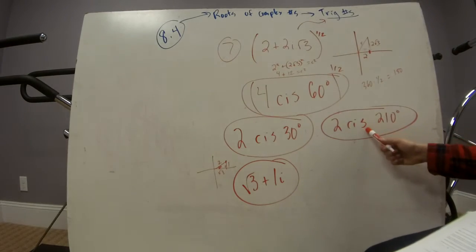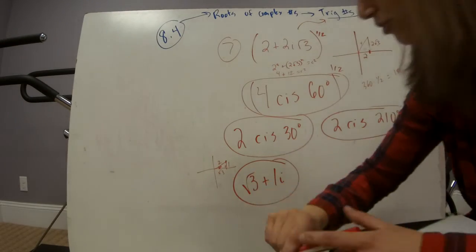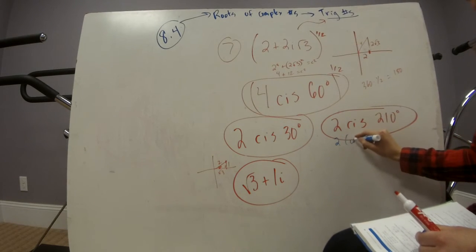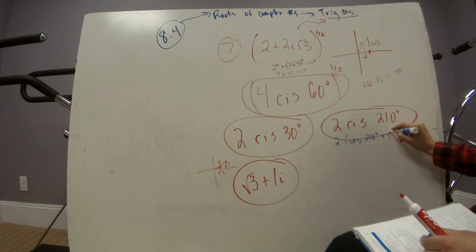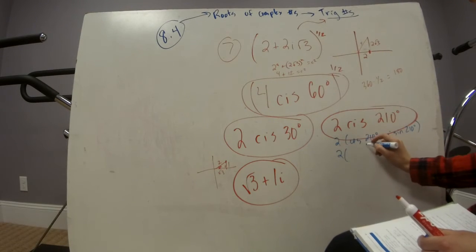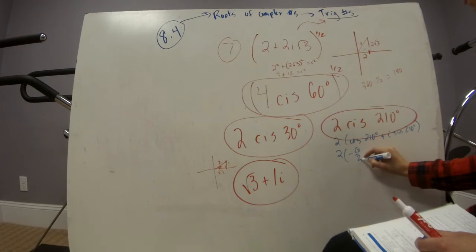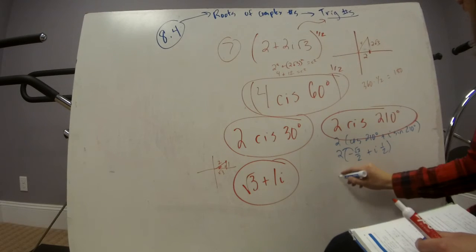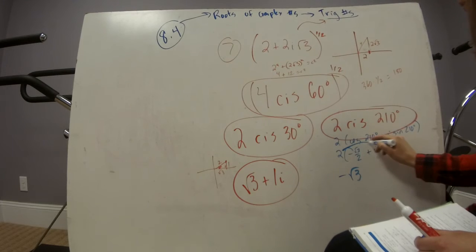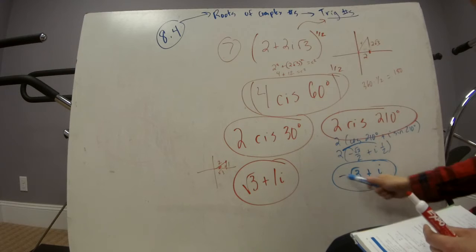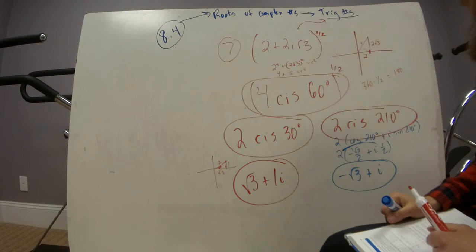Now instead of doing it this way, if you're liking the drawing way, go ahead and draw it, but the other way to do this is just to write it in long form, right? 2 cosine 210 plus i sine 210, and then use your unit circle. Cosine of 210 is negative root 3 over 2, and sine of 210 is negative 1/2. And if I distribute that 2, I get negative root 3, and then plus negative i. So those two things are your square roots of that, believe it or not.